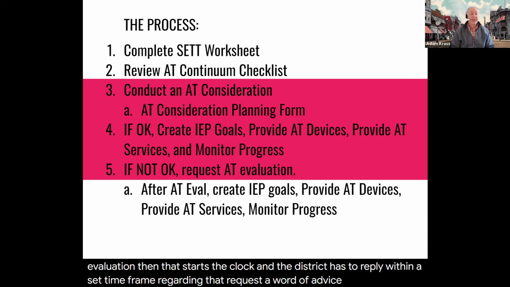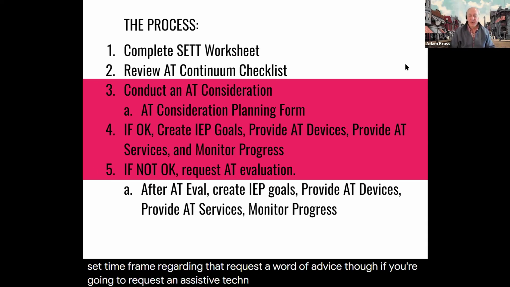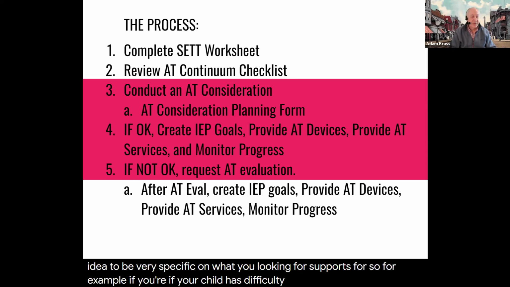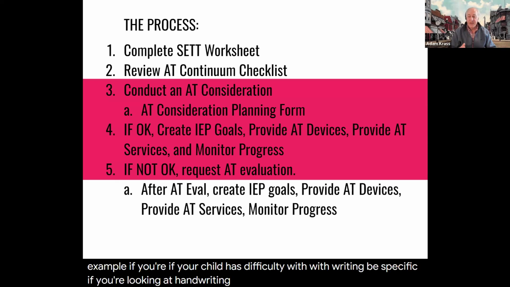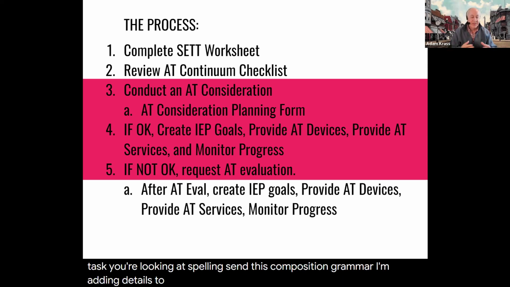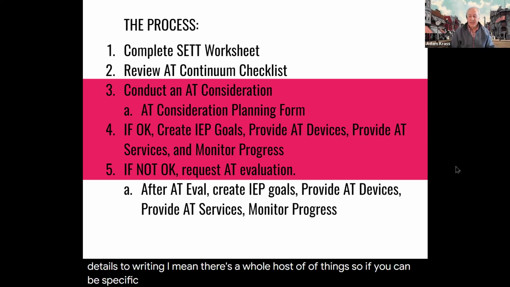A word of advice, though, if you're going to request an assistive technology evaluation, it's always a great idea to be very specific on what you're looking for supports for. So, for example, if your child has difficulty with writing, be specific. If you're looking at handwriting, hand fatigue, time on task, spelling, sentence composition, grammar, adding details to writing. I mean, there's a whole host of things. So if you can be specific, that's great. The more specific, the better.